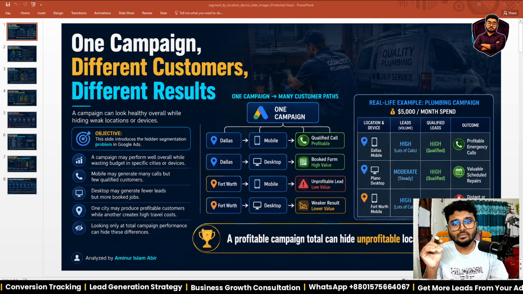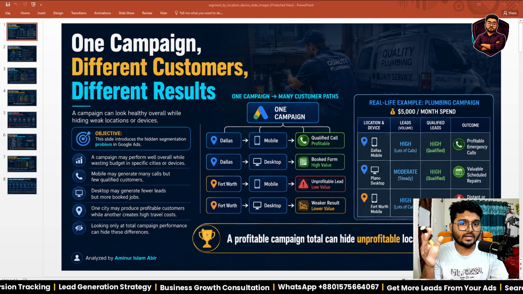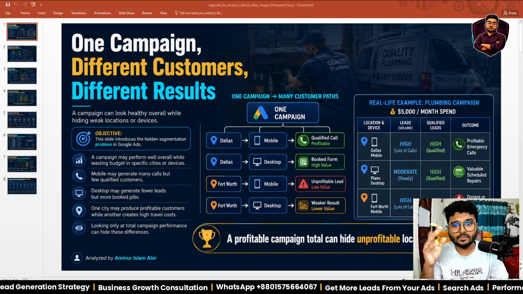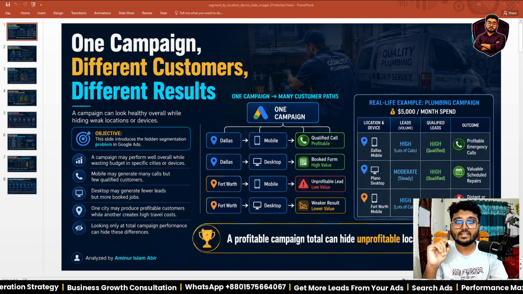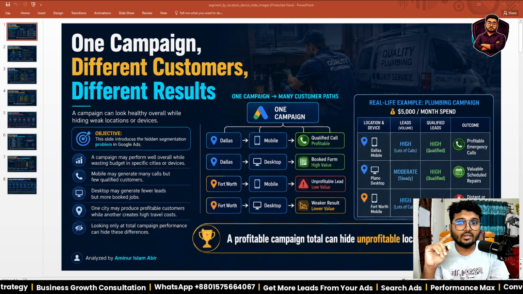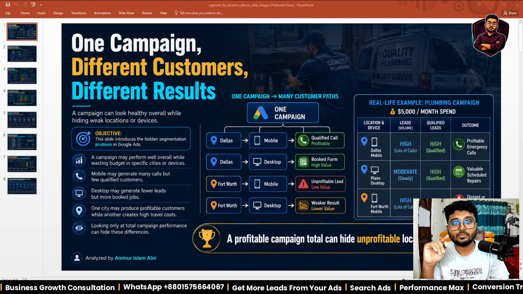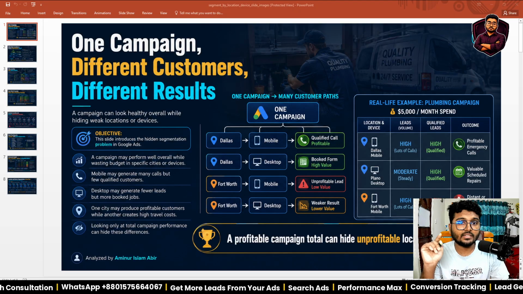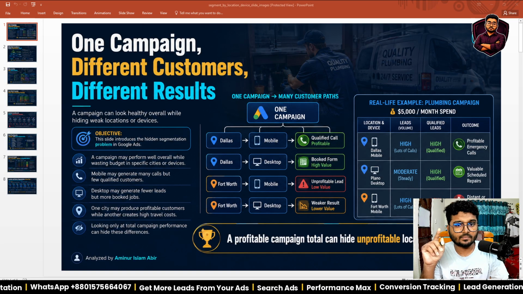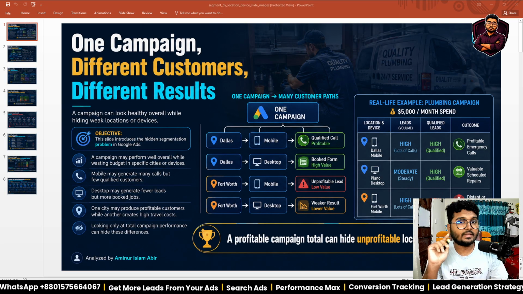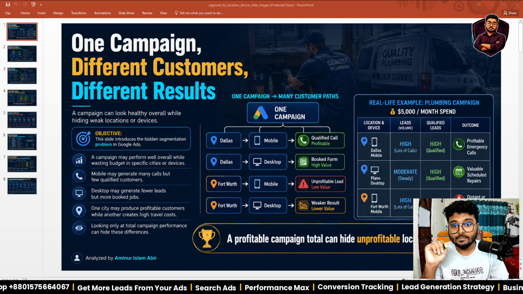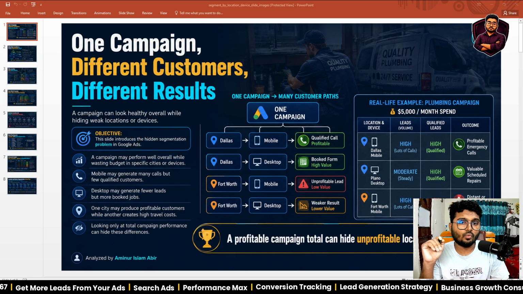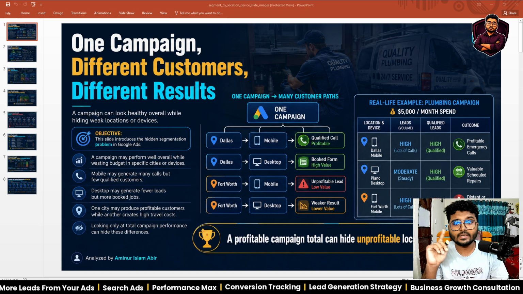That does not mean we should immediately create a separate campaign for every city or separate mobile and desktop without enough evidence. First, we must analyze the data, understand why the results differ, improve the customer journey, and separate campaigns only when independent control is genuinely necessary. Segmentation should make the account more profitable, not simply more complicated. Let's begin by looking at how one campaign can produce very different customer outcomes.